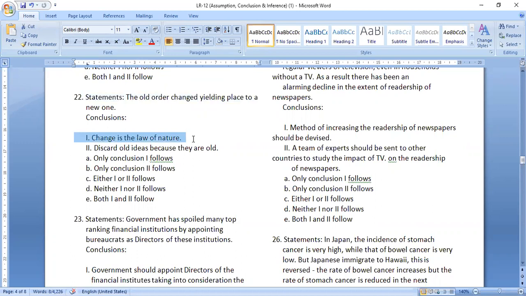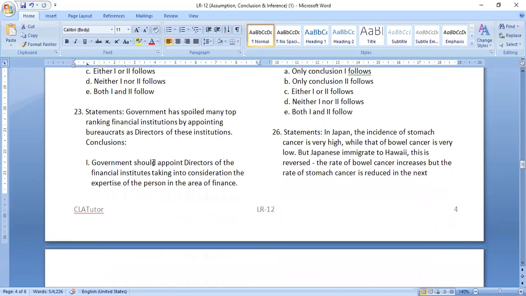So change is the law of nature. So just make the statement, follow it to the therefore, and see if the conclusions work. So the old order changed, yielding place to a new order. You could say giving place to a new order, yielding place to a new one. Therefore, change is a law of nature. The old order changed, yielding place to a new one. Therefore, discard old ideas because they are old. So clearly, two is not credible. One is okay. So I think it's option A.